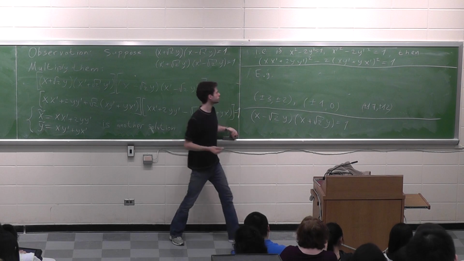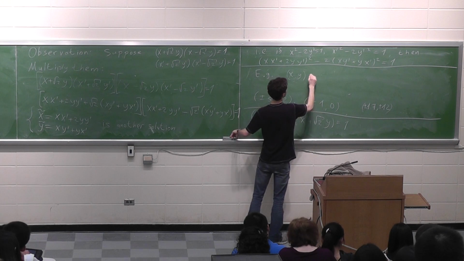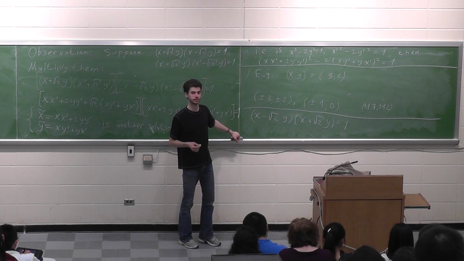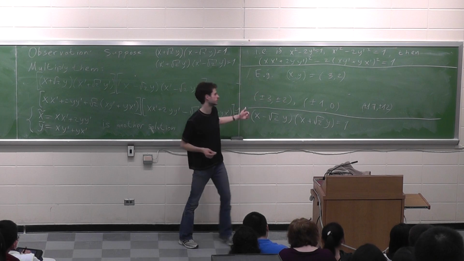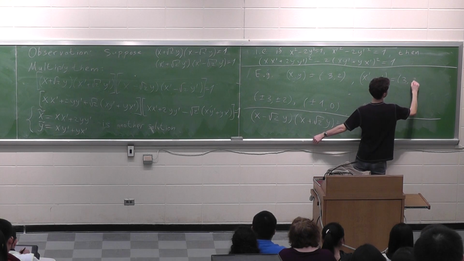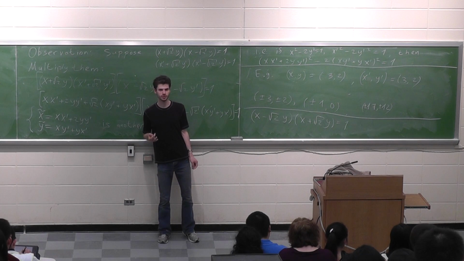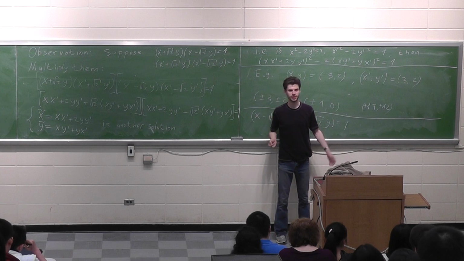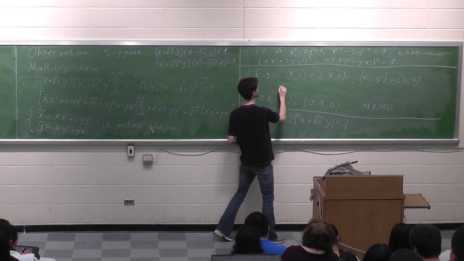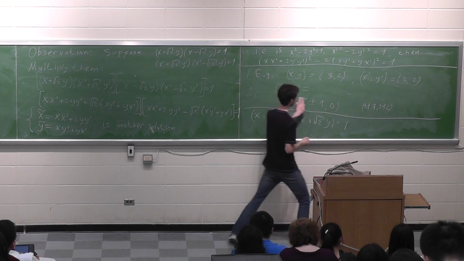Let me start with one of the solutions. Say, let me take x, y to be equal to 3 and 2. And let me take x prime, y prime to be the same solution. Well, I have two solutions. I can sort of multiply them in this way and get another solution, x tilde, y tilde, like this.